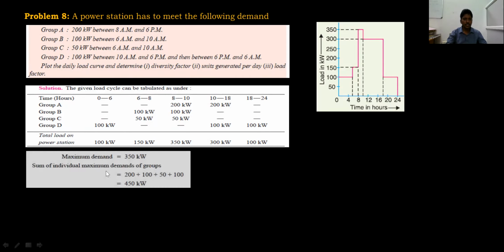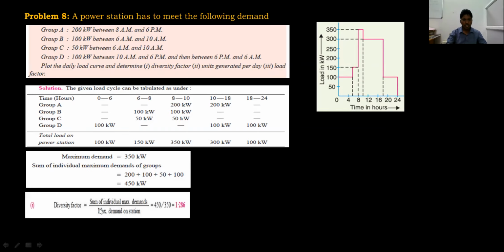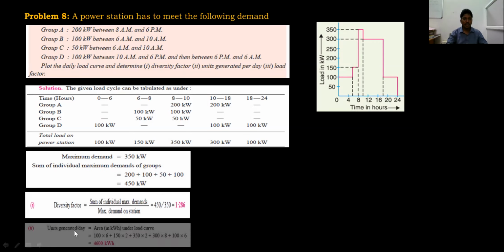You see, maximum demand is 350 kilowatts, what I said to you. And sum of individual maximum demands of groups are 200, 100, 50, and 100. That gives you 450 kilowatts. Diversity factor is sum of individual maximum demands divided by maximum demand of station, 450 divided by 350. That gives you 1.286. And second one is units generated is area under the load curve.